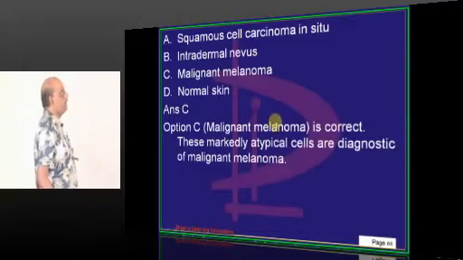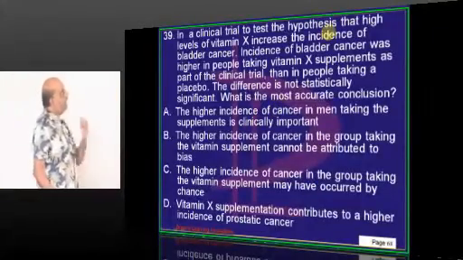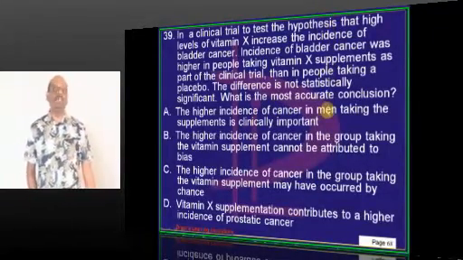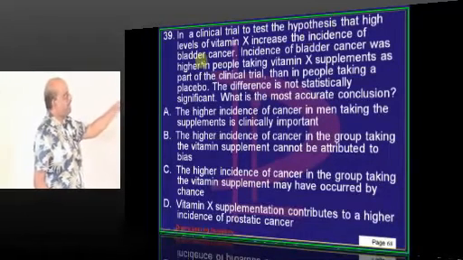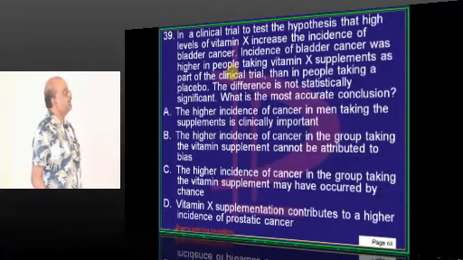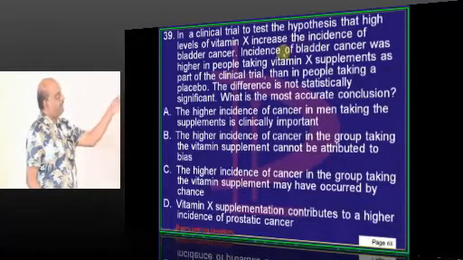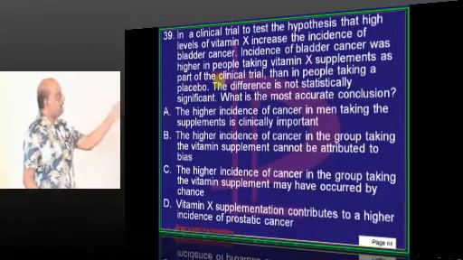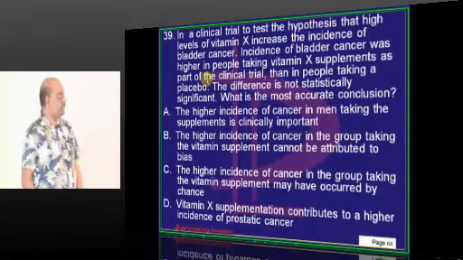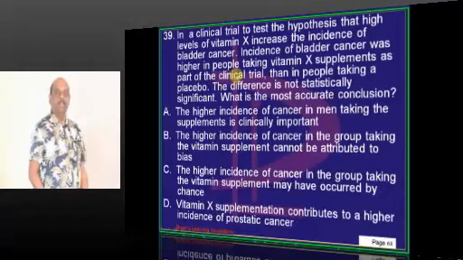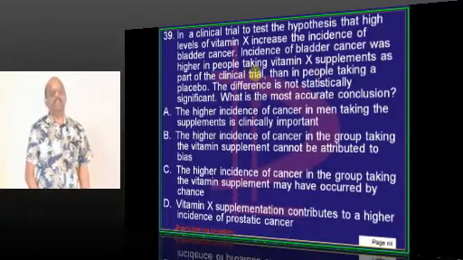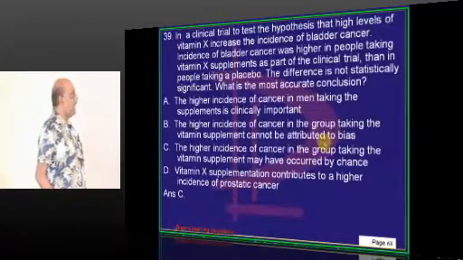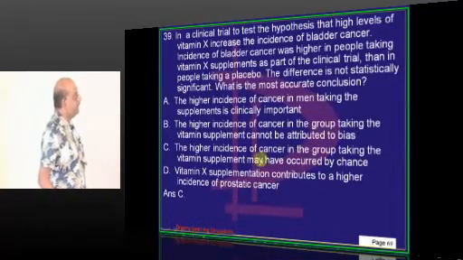Now, in a clinical trial, you are testing the hypothesis that high levels of vitamin X increase the incidence of bladder cancer. The incidence of bladder cancer was higher in the people taking vitamin X supplements as part of the clinical trial than in those who were receiving placebo. But this difference is not statistically significant. So what is the accurate conclusion of it?